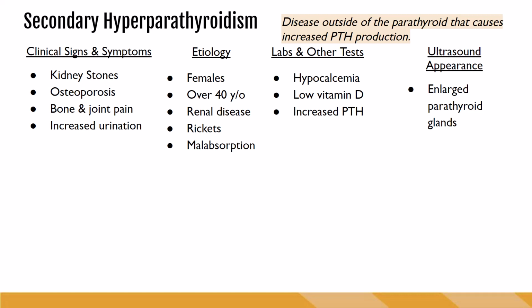Rickets, same idea for the vitamin D. And then malabsorption, again, causing issues with how much calcium and vitamin D can get from the diet. So secondary hyperparathyroidism is most likely going to be diagnosed by those labs and other tests as well, but if we do get an ultrasound for it, we are going to see some enlarged parathyroid glands.